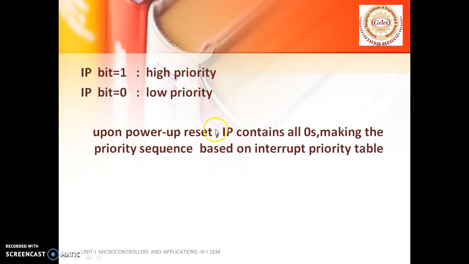Upon power up reset, IP contains all zeros, in the sense that the priority sequence is based on the interrupt priority table. Once IP contains all zeros, it means the default priority order we have in 8051 stays the same. If you want to give something the highest priority, you have to do the programming with your IP register. Once you make the bit 1, it has the highest priority. Once you make it 0, it has the lowest priority.